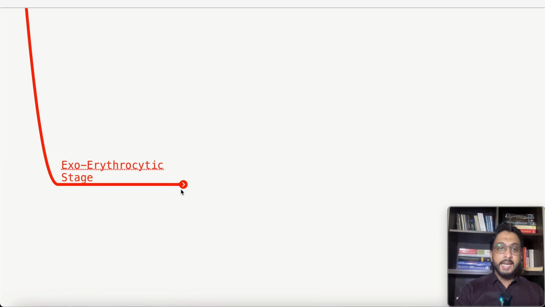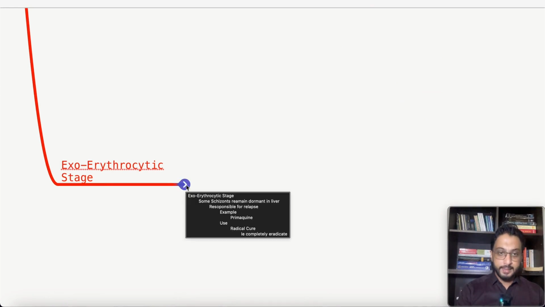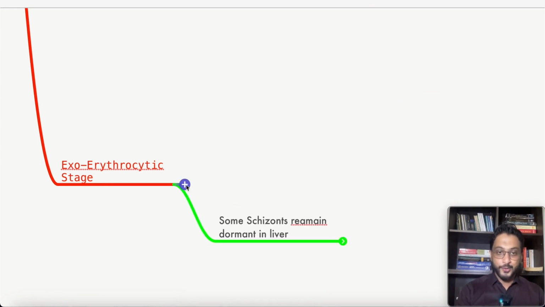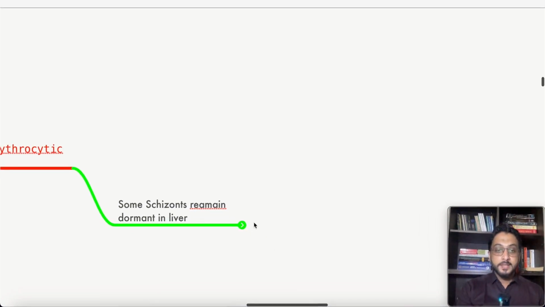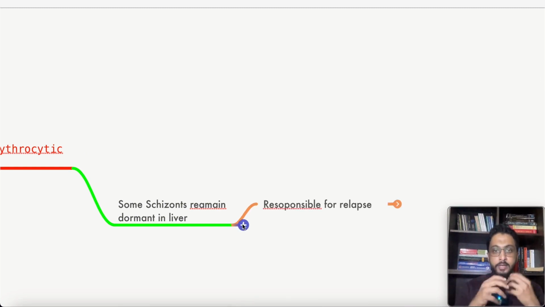Now, finally, exoerythrocytic, that is outside the erythrocyte, but that means what? The liver. So some schizonts, some of these parasites, remain dormant in the liver rather than spreading from the liver into the RBC and then to the bloodstream. They remain there, and what happens? It causes relapse. It doesn't spread, but the development takes place there.